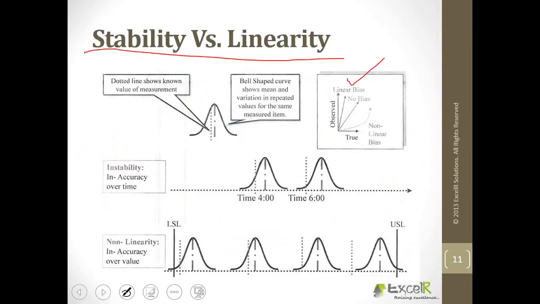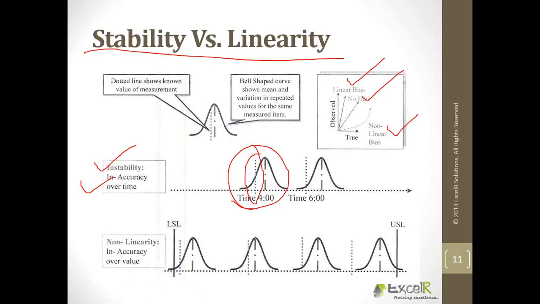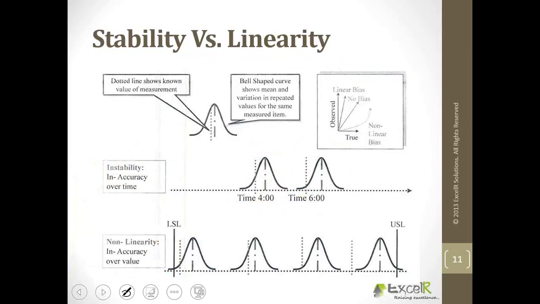So there can be linear bias or non-linear bias, or sometimes there can be no bias at all. Instability is inaccuracy over time. That means at 4 o'clock I take a measurement. See, this dotted line shows the known value of measurement from the mean. And if at 6 o'clock I take the same measurement, I'm getting a different measurement. There is a lot of gap right here. Here it's slightly more.